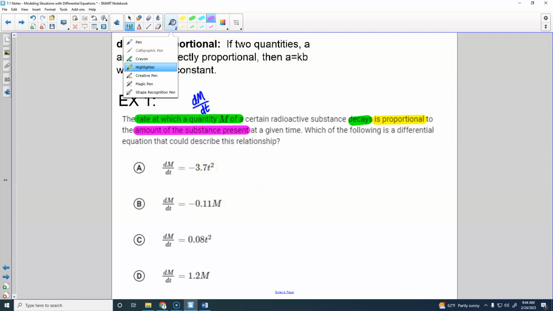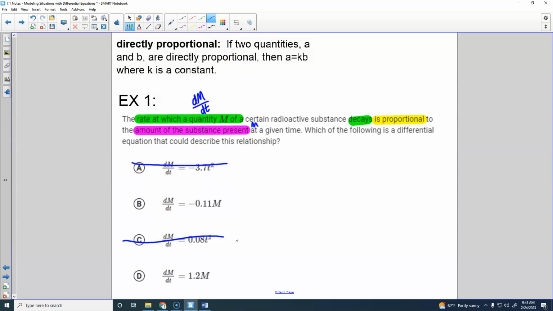So since this is M, that rules out A and C because those have to deal with time. So the rate at which a quantity, so dm dt, is going to be directly proportional, we got some K, to the amount of substance, and M is the quantity of the substance. So that's the amount of substance times M.